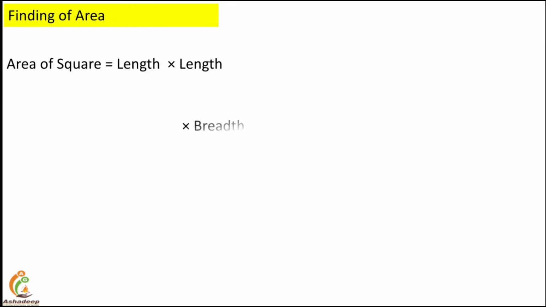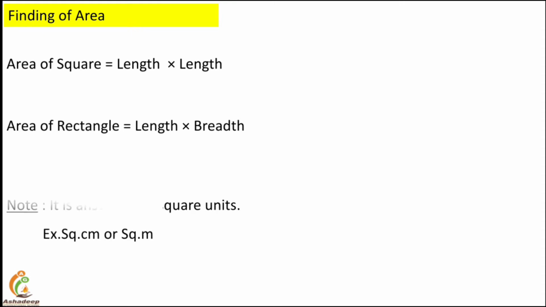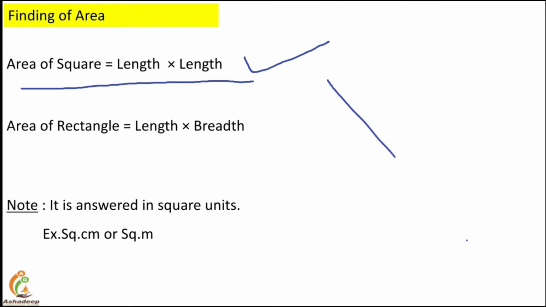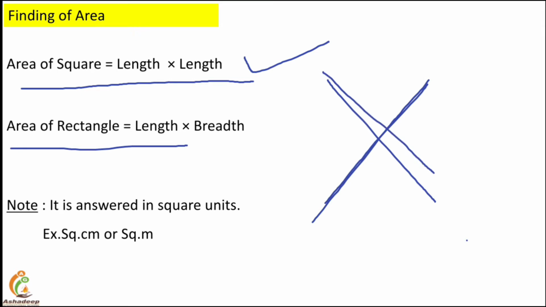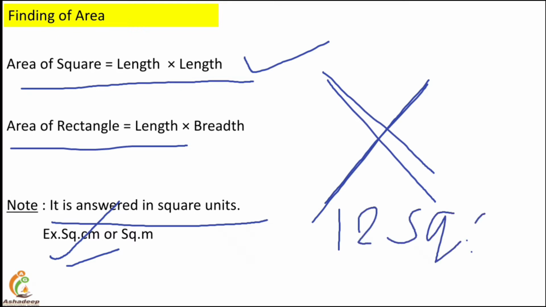Finding of area. We did finding of perimeter, here we have finding of area. If I want to find the area of a square, we just write length multiplied by length. If I want to find the area of a rectangle, it is length multiplied by breadth. Note, it is answered in square units. Whatever answer you write for area, you write in square centimeter or square meter. For example, if the answer is 12, it will be written as 12 square centimeter or 12 square meter. This way you can answer the area. Go ahead.